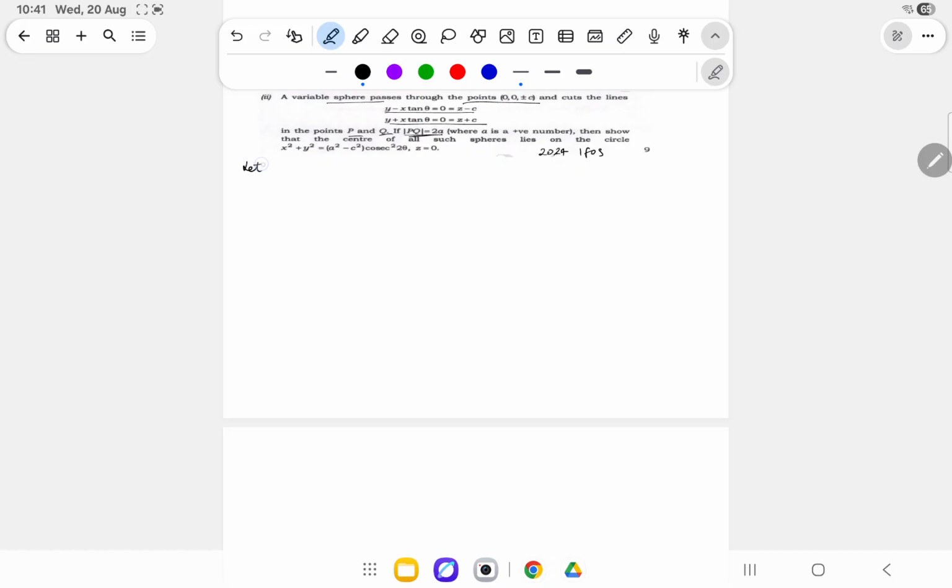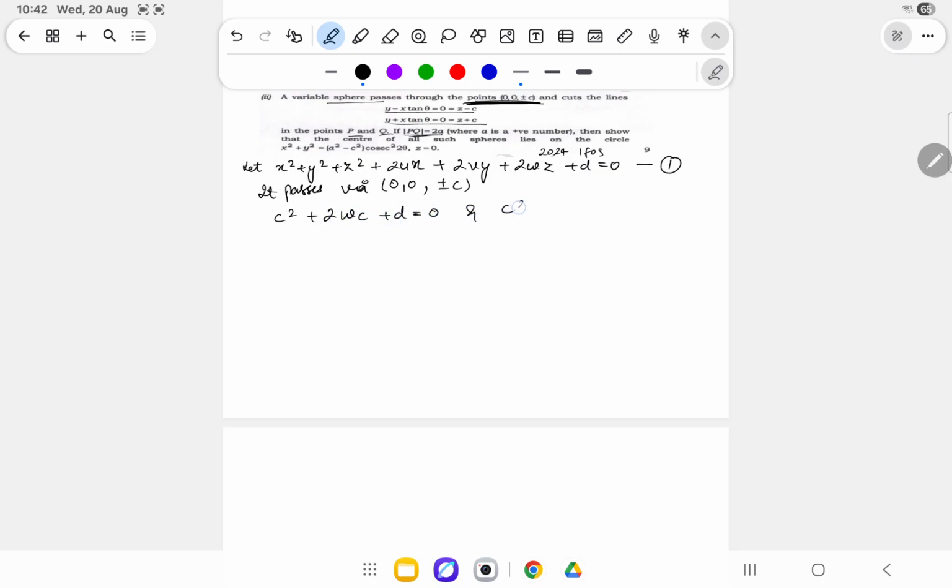So let us assume a general equation of a sphere. Let x square plus y square plus z square plus 2ux plus 2vy plus 2wz plus d equals 0 be any equation of a sphere. Since it is given that it passes through these points, it passes via 0, 0, plus minus c. So if I substitute these points in the given sphere, let me name it as 1, I'll get c square plus 2wc plus d equals 0 and c square minus 2wc plus d equals 0.